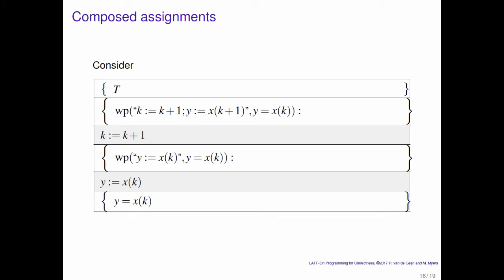And now you have a correct code segment, because if you propagate this back, you get that x of k is equal to x of k, and if you then put in the k plus 1, you get that x of k plus 1 is equal to x of k plus 1, and that evaluates to true, and true implies true.